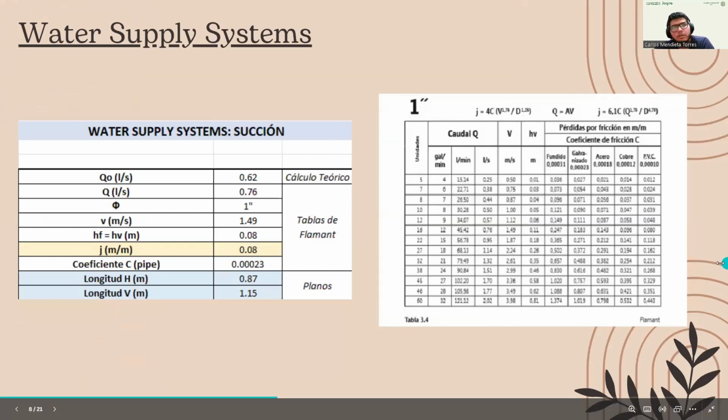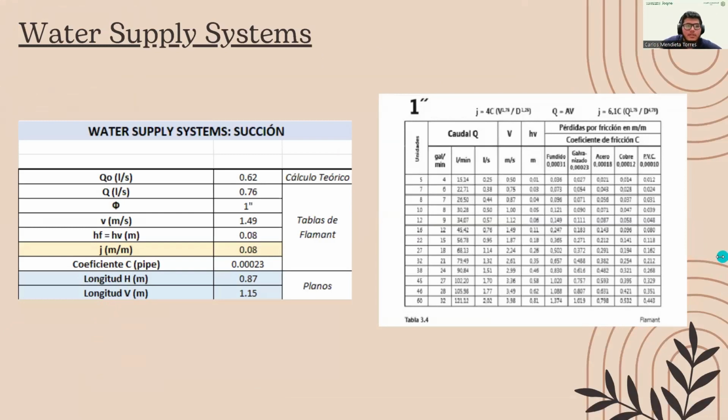After that, we are going to calculate our water supply systems. The first of these is the suction. For this, we're going to need the maximal probable flow rate, that is a theoretical value. And we need the flow rate, diameter, velocity, and friction-based losses from Flamant's tables.